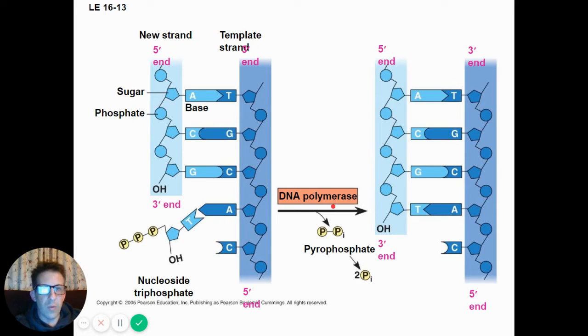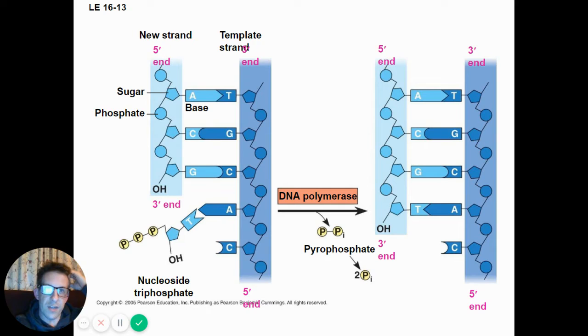So another way that we could say this is that a new DNA strand grows in a 5' to 3' direction, meaning the new one started up here. This was the first base that was laid down, right there. This is the next base that was laid down. This is the third base that was laid down. This is going to be the fourth one. So the new strand right here starts at the 5' end and grows in a 3' direction. Okay, so it goes from 5' to 3'.